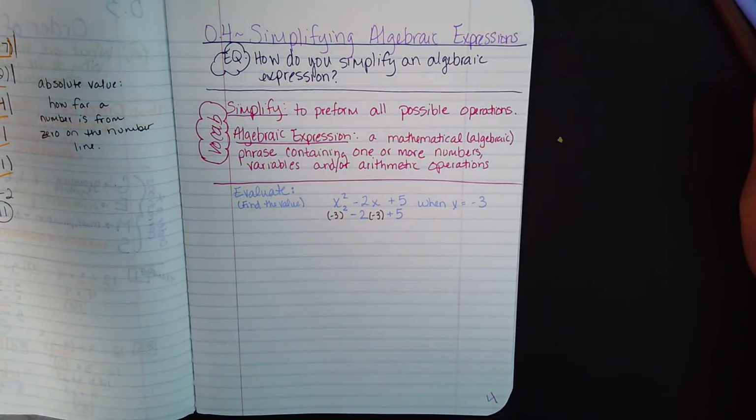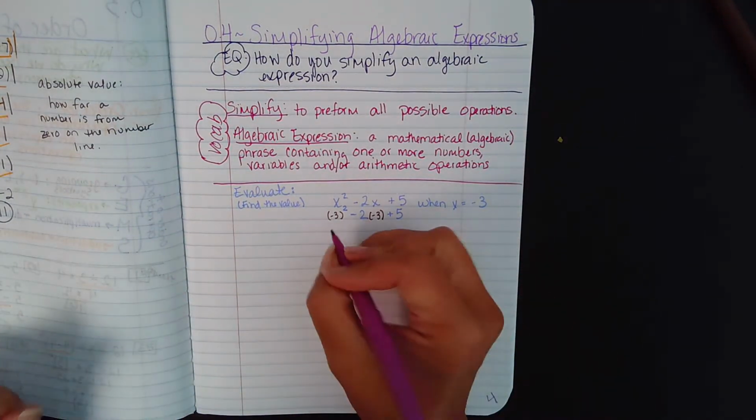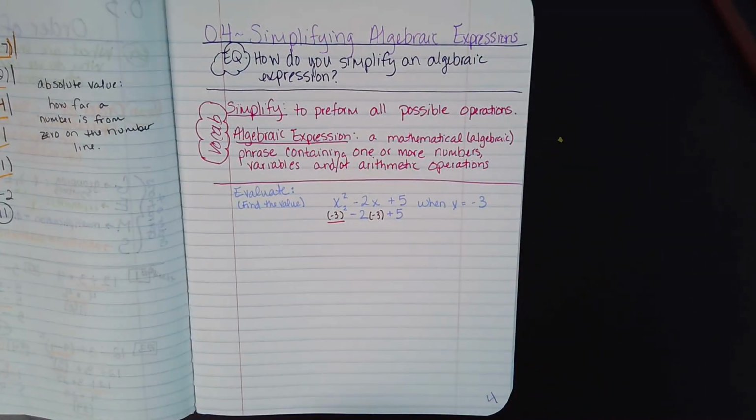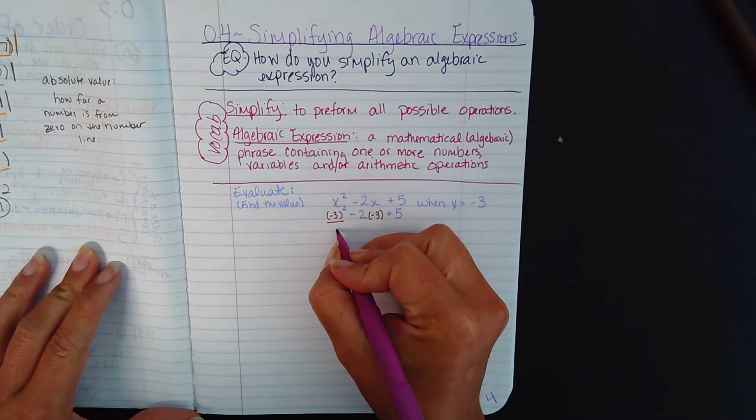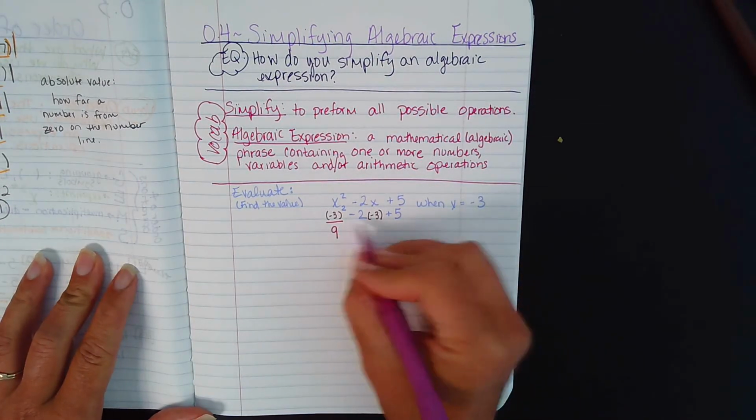So I'm going to go to my exponent, and I see right here, I have a -3 squared. Remember, a -3 squared is a -3 times a -3, which would be a +9. And I still have the rest of this.